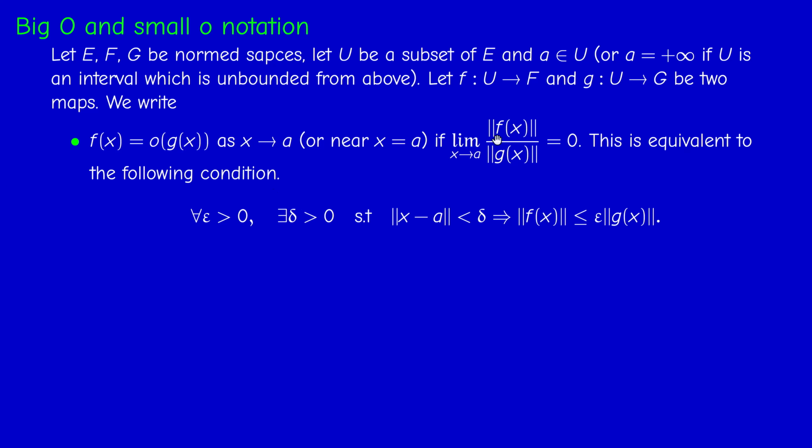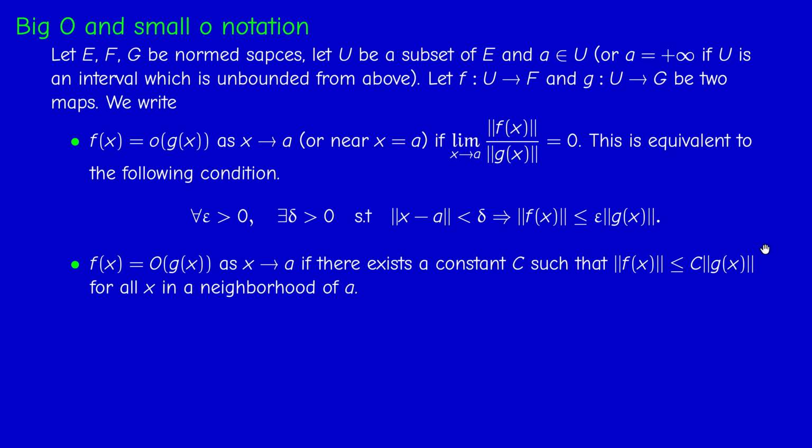So saying that this tends to 0 means that it can be made less than any number epsilon positive, provided x is sufficiently close to a. So I can write this in this way. Okay? For every epsilon positive, we can find some number delta such that if the distance between x and a is less than delta, then the norm of f of x is less than epsilon times the norm of g of x.